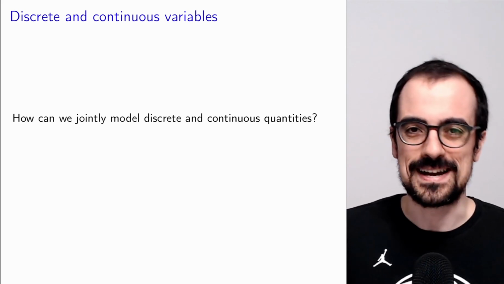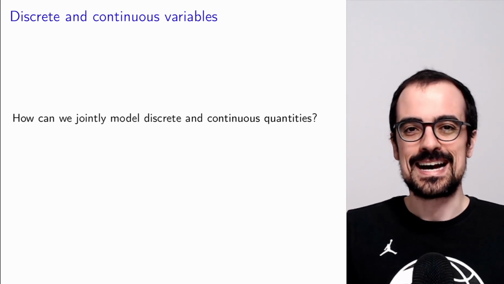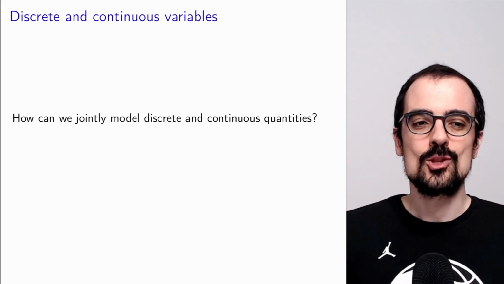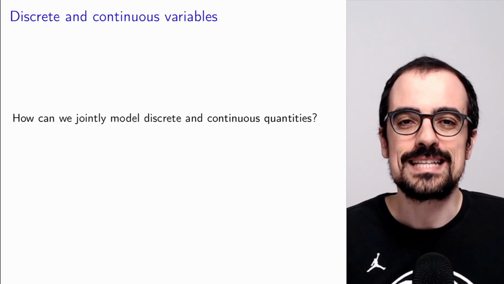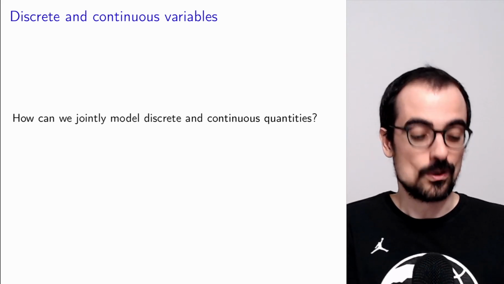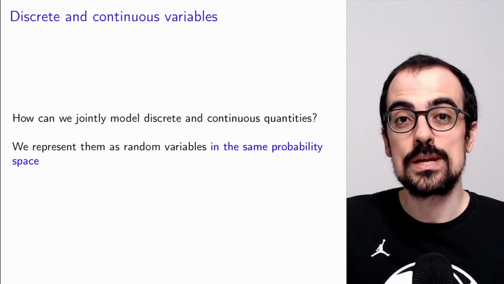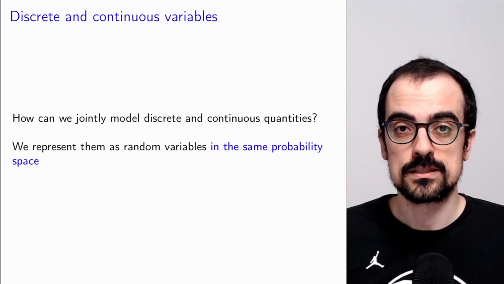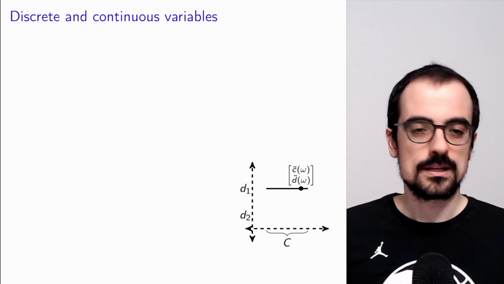Okay, so we have finally reached the point where we can address our main topic of interest here, which is how do we jointly model discrete and continuous random variables? Discrete and continuous quantities. The way we do that is we define them as random variables within the same probability space. So let's take a look.